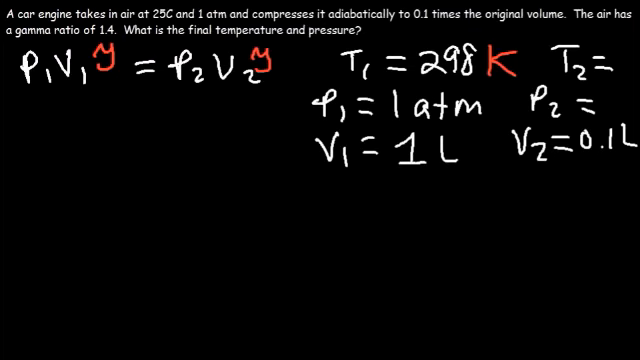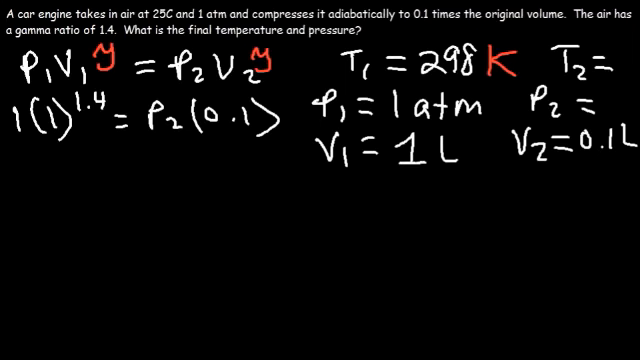So let's begin. P1 is 1. V1 is 1 raised to the gamma, which is 1.4. We're looking for P2. V2 is 0.1 raised to the 1.4. So to solve for P2, it's going to be 1 raised to the 1.4, which is simply 1, divided by 0.1 raised to the 1.4. So P2 is about 25.1 atm.